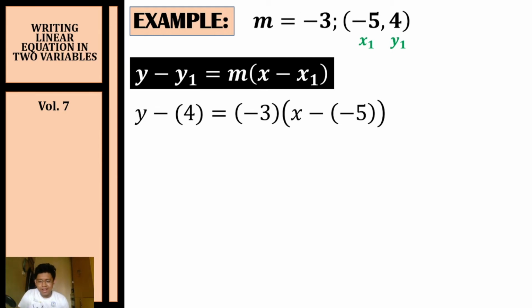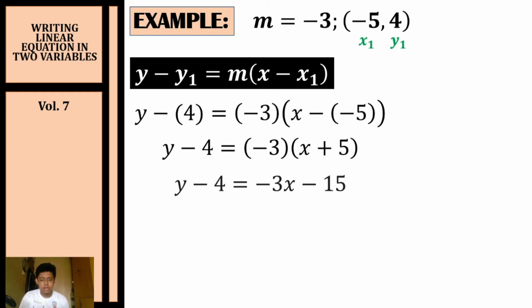Now, let's simplify. We will have y minus 4 is equal to negative 3 times the quantity of x plus 5. Take note, negative times negative is positive. That's why we have x plus 5. Now let's apply the distributive property. Let's distribute negative 3 to each term of x plus 5. So we will have y minus 4 is equal to negative 3x minus 15.